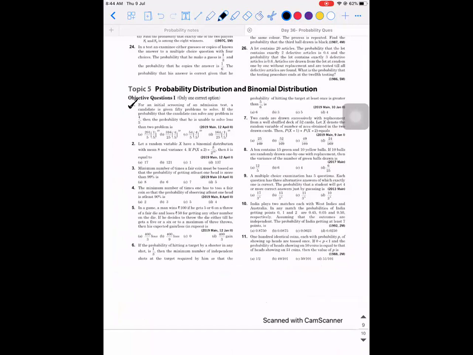So think about it. For an initial screening of an admission test, the candidate is given 50 problems to solve. If the probability that the candidate can solve the problem is 4 by 5, so that is success. The probability that he will not solve is failure. So then the probability that he is unable to solve less than 2 problems. So how do you approach it? So then he's able to solve more than 48 problems.